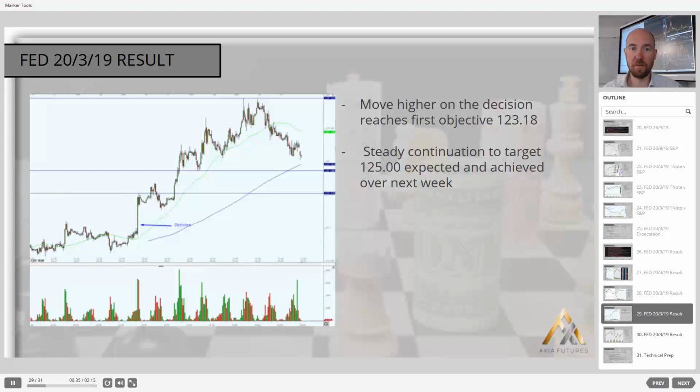The move stopped at 124.31, so a tick shy of the actual full target. But nonetheless, that structure provides this steady move back up that moves up in small consolidation, breakout, small consolidation, breakout. This is what you could be expecting, and something to not just play for on the night.